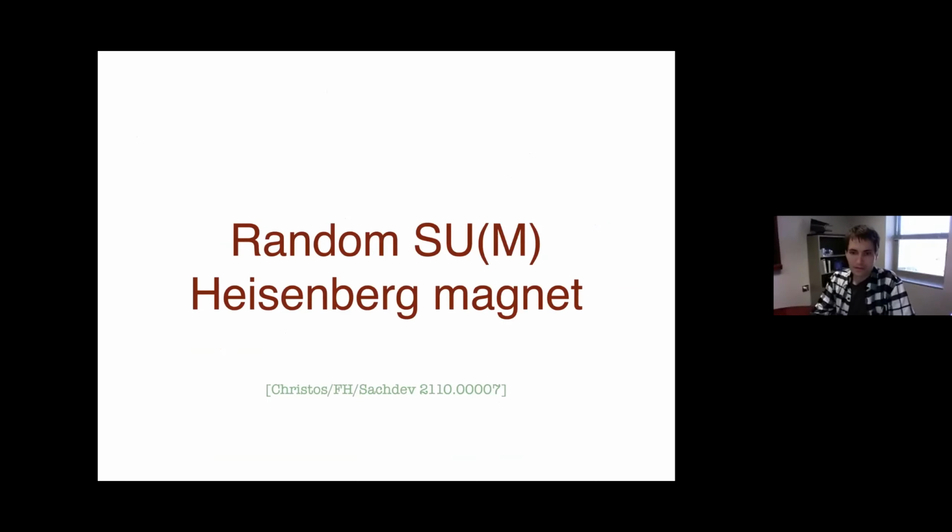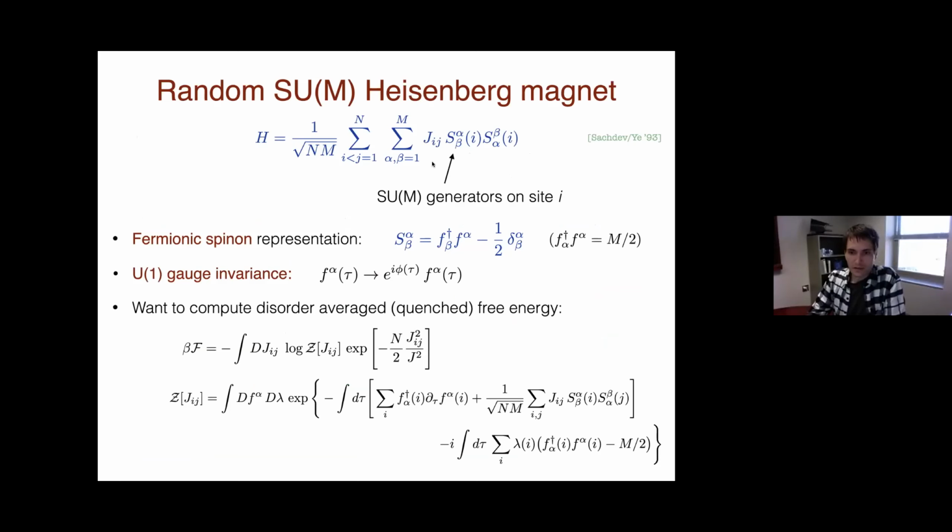Okay, so let me discuss now this random Heisenberg magnet. As I said, we consider these random Gaussian couplings. This should be a J, so they couple SU(M) spins on sites i and j. And I have to choose a representation for these SU(M) generators. So I'm considering a fermionic representation where you can think of these SU(M) spins as being written in terms of fermions f and f dagger.